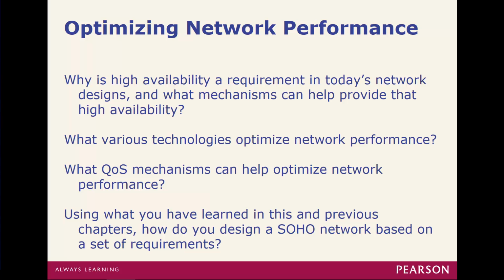So, for high availability, we're going to be talking about network optimization, and that means optimizing performance. So why is high availability a requirement in today's modern network designs? And what mechanisms can be put there to provide or improve network high availability? What are some various technologies for optimizing network performance? What is QoS? What does it mean? And how can we take what we've learned so far to help design a better SOHO network?